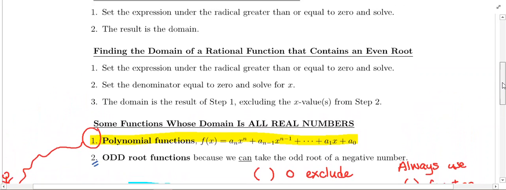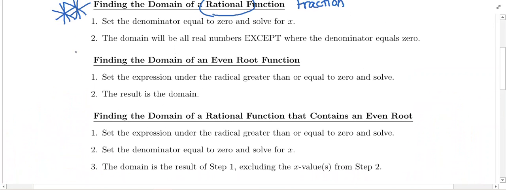Same thing for even roots. If you go to the even roots, things like square roots, fourth roots, sixth roots, finding those domains are going to be similar. You're just going to take the expression underneath the square root or the fourth root or the sixth root, whatever even radical you're dealing with, set that quantity greater than or equal to 0 and solve, and that result is your domain.